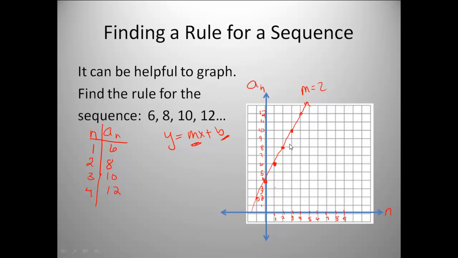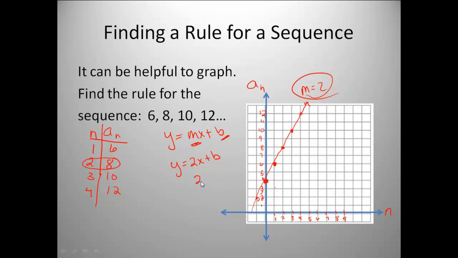Well, from looking at my graph, I already have a slope of 2, so I know I'm going to have y equals 2x plus b, and from looking at my graph, I can see my b is exactly at 4. But let's say we didn't see that. Let's say it landed between 2 of the points. Well, you can take any one of your pairs. I'm going to take the 2 and the 8, and you can plug them in.